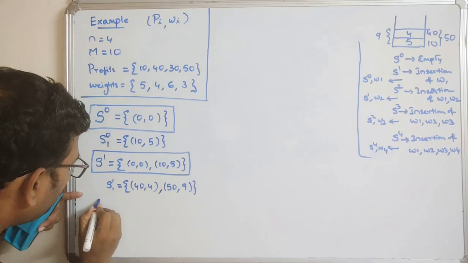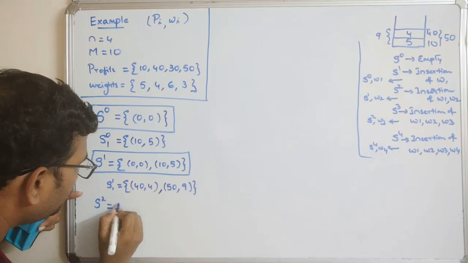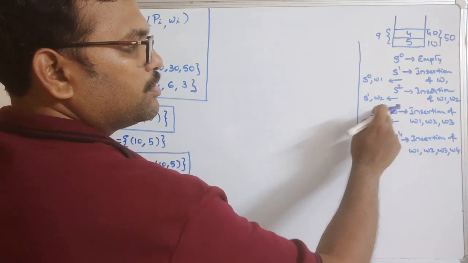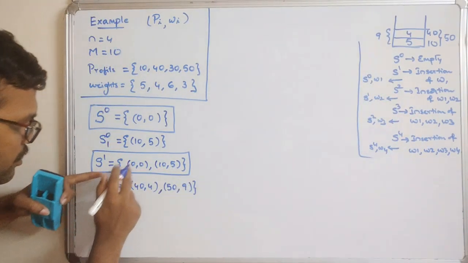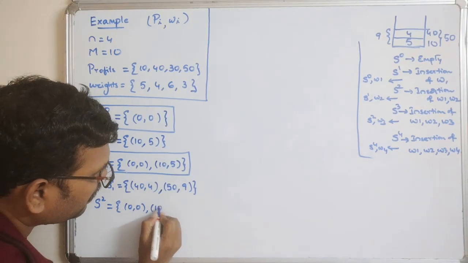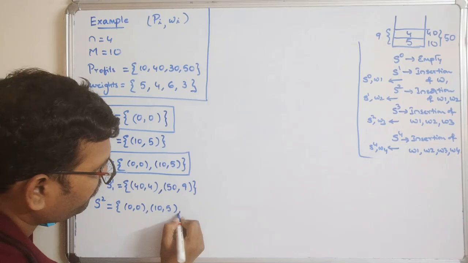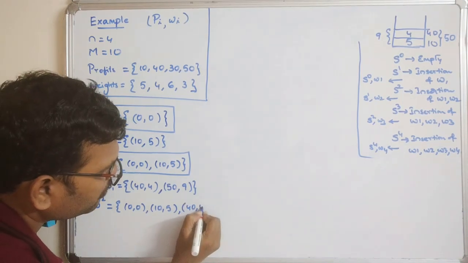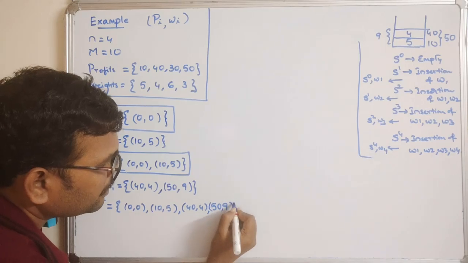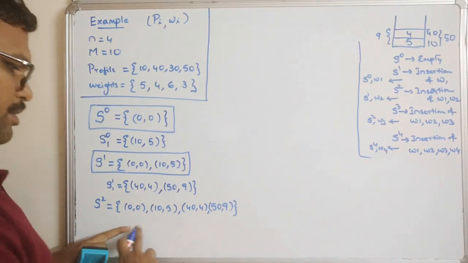Now, what is S2? S2 is equal to, so what is S2 here? So complete S1 and the new thing. So S1 is here 0, 0, 10, 5, 40, 4, 50, 9. Right? Yes.